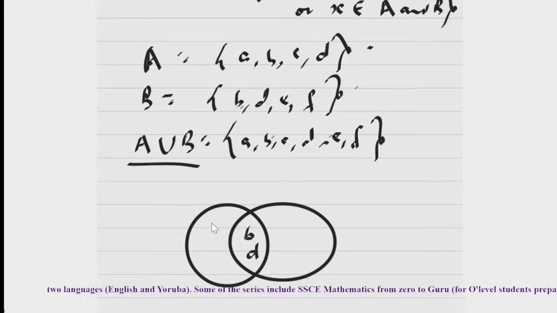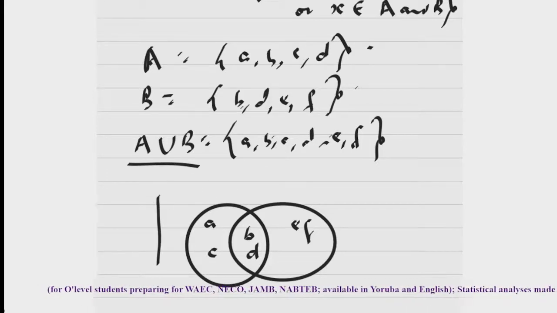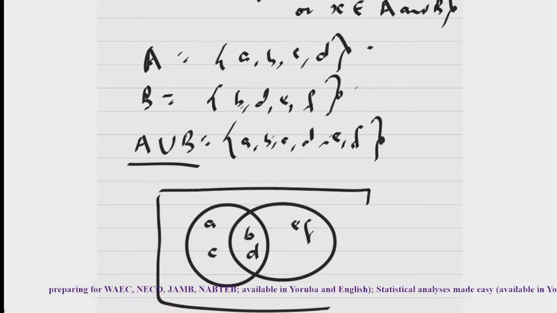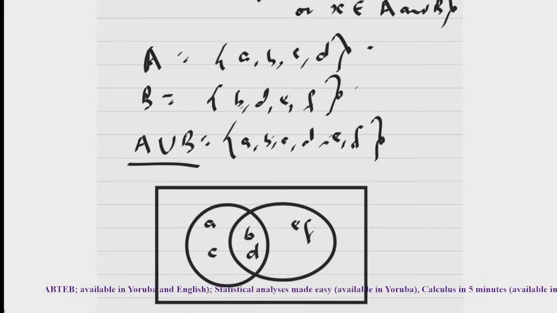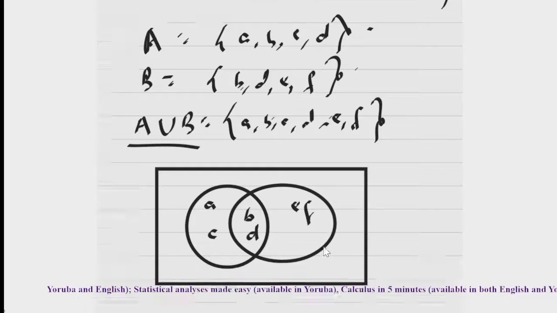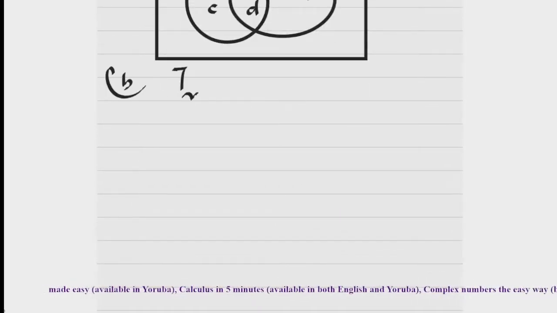Then I'm going to have what? A, C, and E, F. You understand now? So these elements are what? We call them A union B. So they are called A union B. That is elements in A or B or what? Or both.